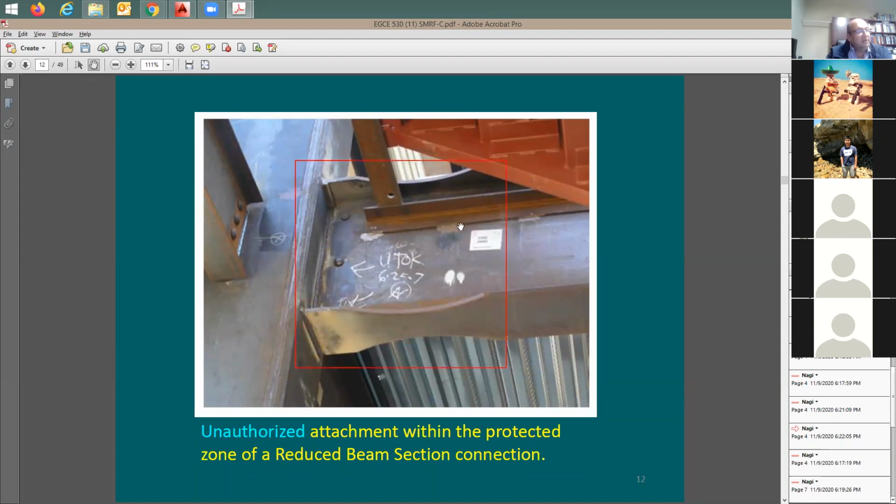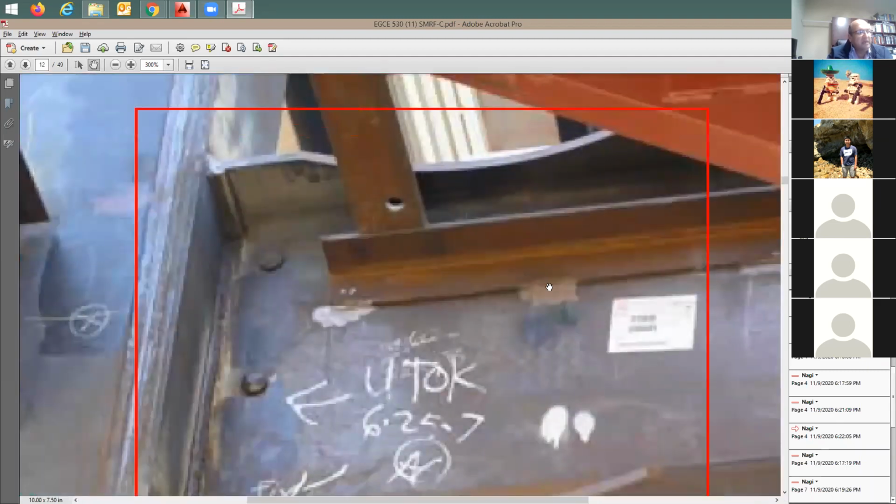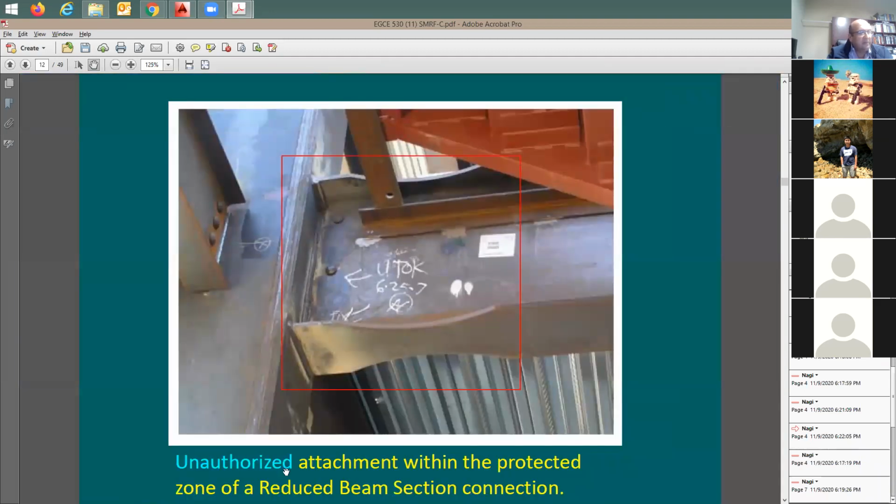And look at this. You have this angle to support the metal deck, and you have another piece that comes this way, and they simply weld it here and weld it here. That was really bad. We call this unauthorized attachment. You're not supposed to do it this way.